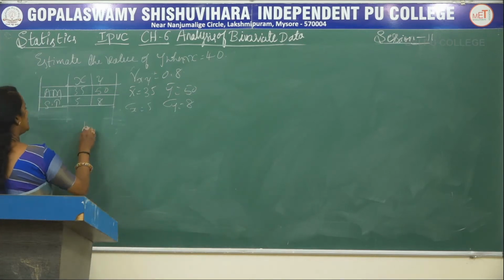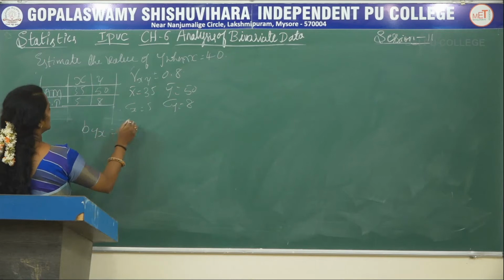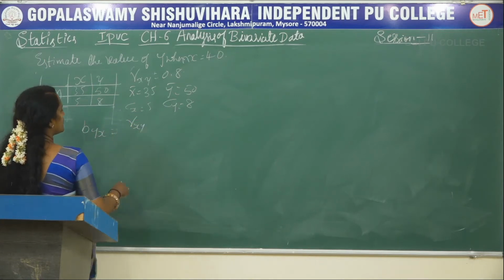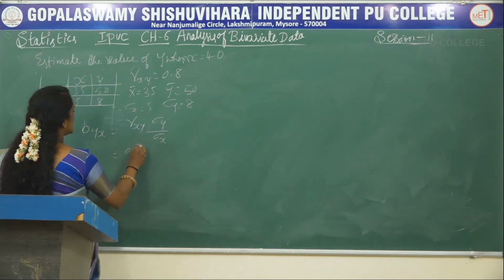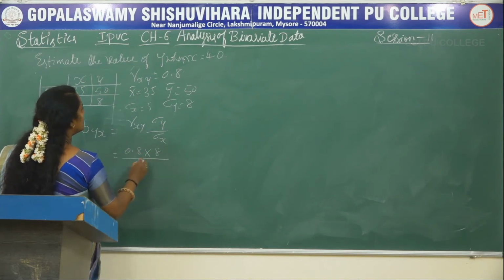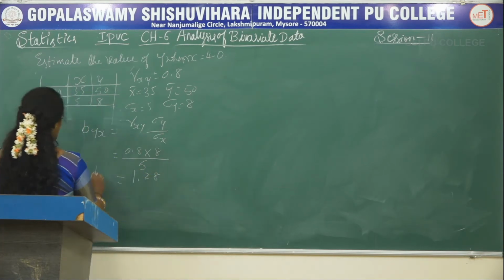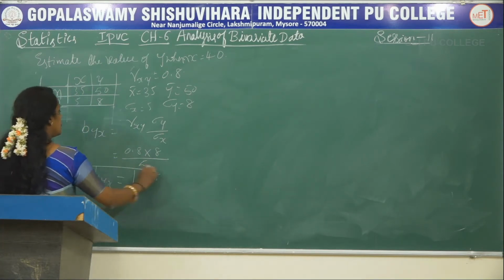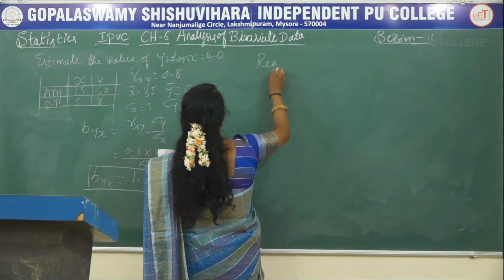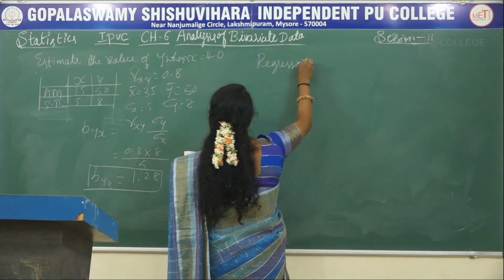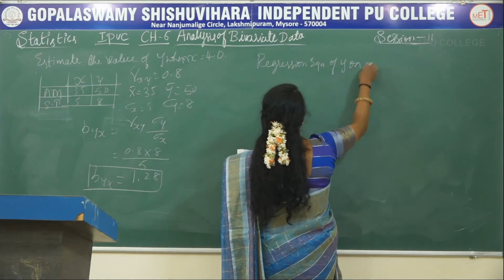First we have to find b of, since we want y on x, it is yx, it is correlation coefficient of xy into sigma y by sigma x. This is 0.8 into 8 by 5, this is 1.28. B of yx is equal to 1.28. Next we want the regression equation of y on x.